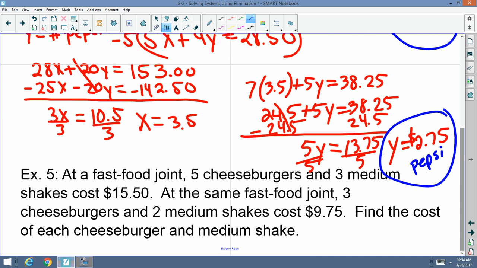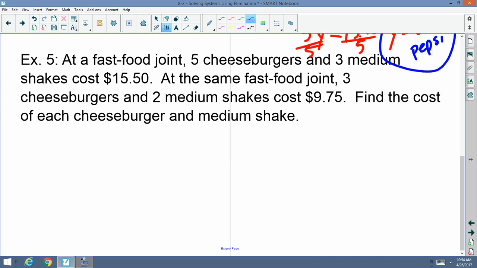Let's go. Last one. See what we got here. At a fast food joint, 5 cheeseburgers and 3 medium shakes cost $15.50. At the same fast food joint, 3 cheeseburgers and 2 medium shakes cost $9.75. Find the cost of each cheeseburger and medium shake. Okay, guys, I'm going to take a chance here with you guys. Tell me what to do. Sir, first thing, what do I do?